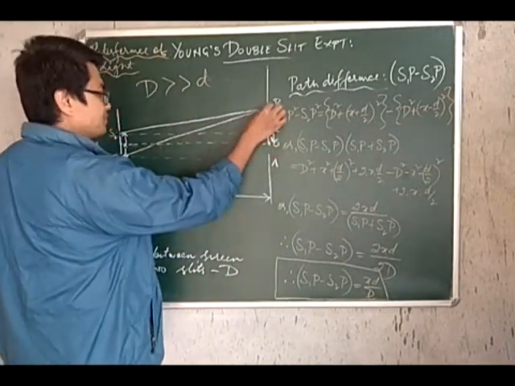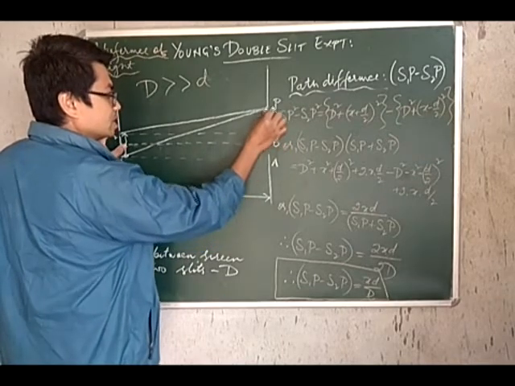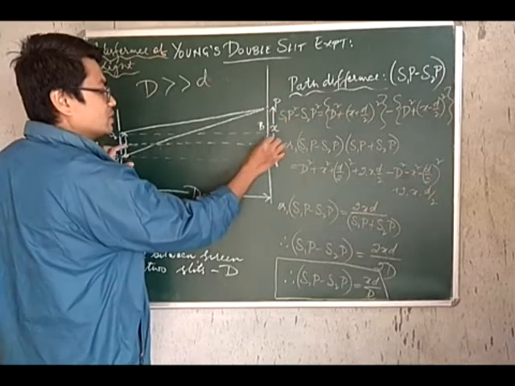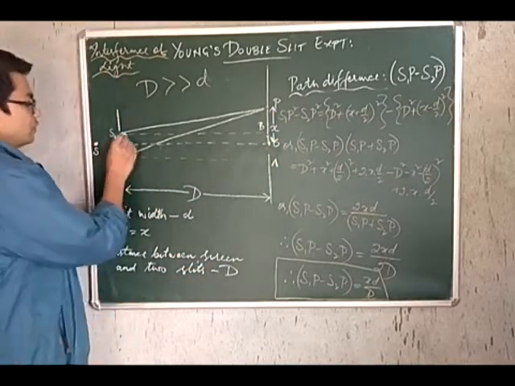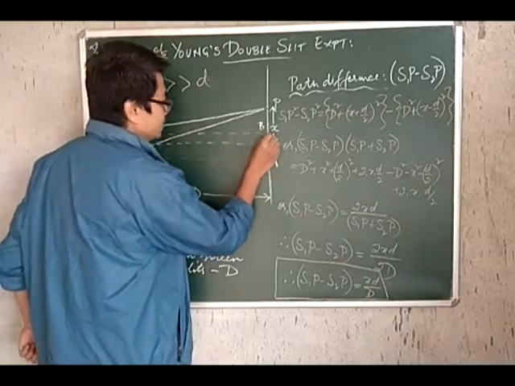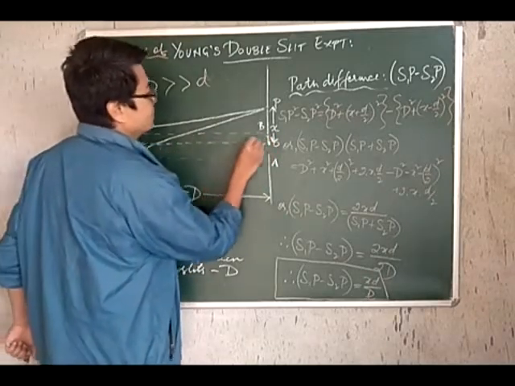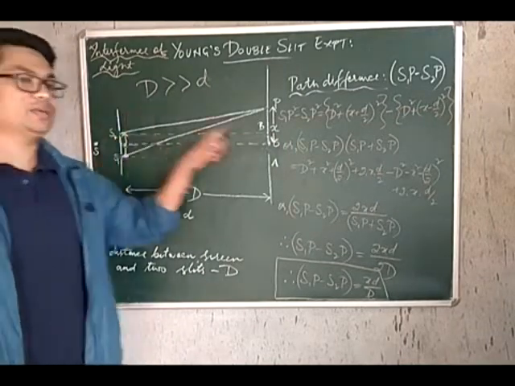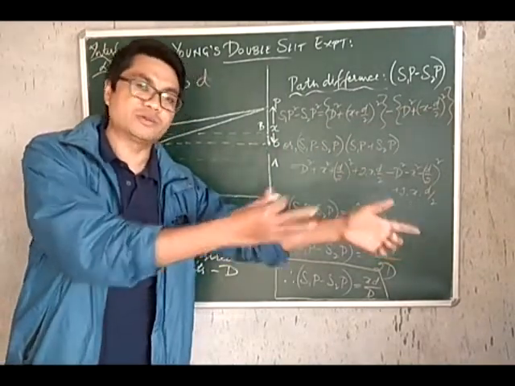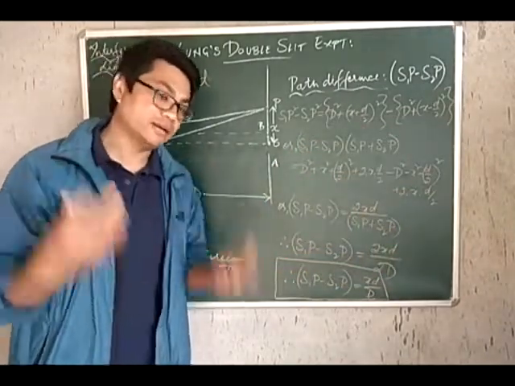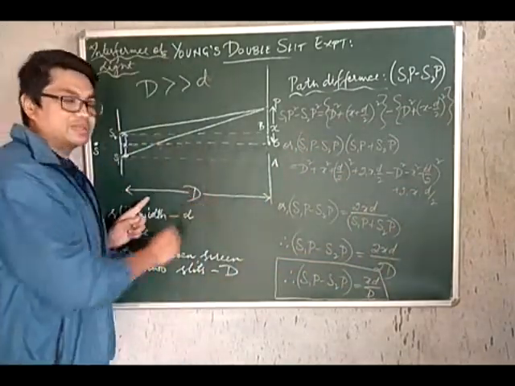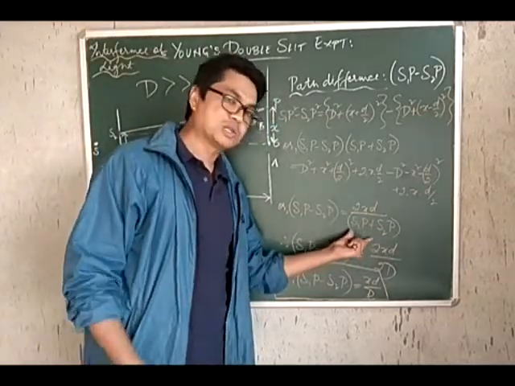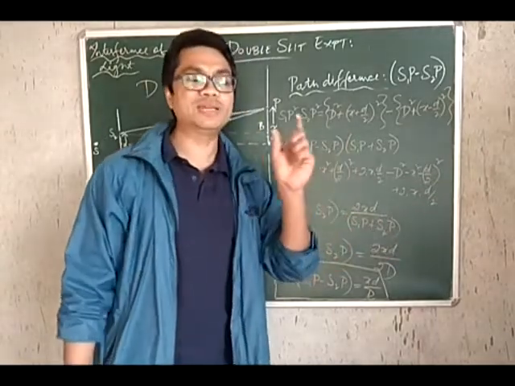Since this distance capital D is very far, this point P is somewhere over here, very close to point O. So S2P is somewhere over here, S1P is somewhere over here. Therefore, S1P and S2P are almost the same length, and they are in fact almost equal to capital D. So we've approximated S1P to be capital D and S2P also to be capital D.